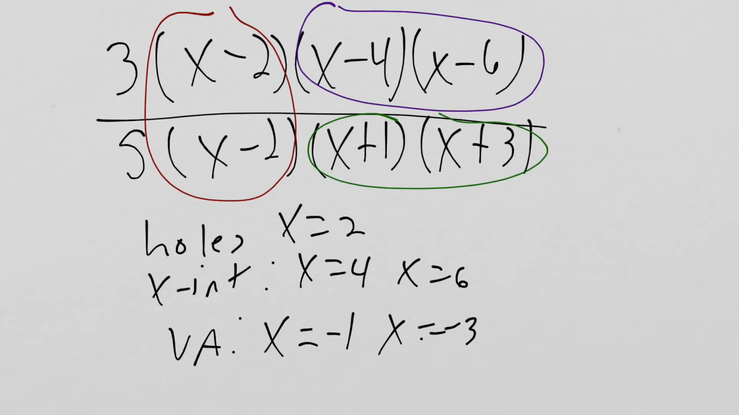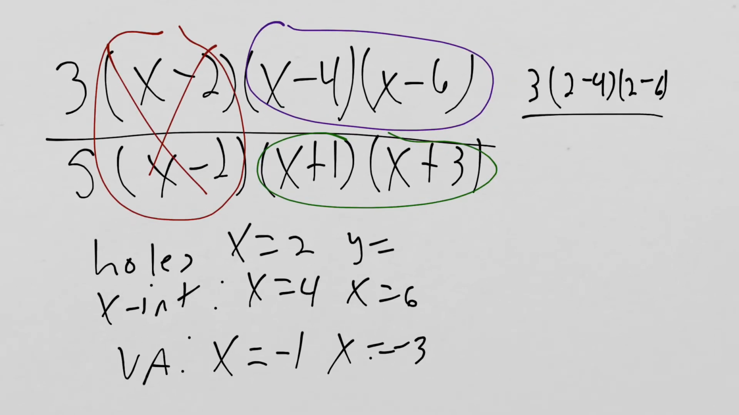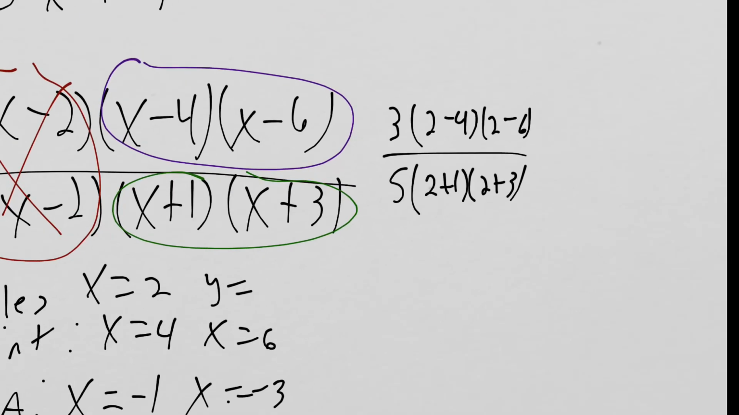And a hole is like a missing point, so we need a coordinate to show where the full missing point would be. So we need the y value. And recall that what we can do is just cancel this (x - 2) factor that's not affecting the shape of the graph, but is causing the hole. And then we can just plug in our x value. So we would get (2 - 4)(2 - 6). Okay, can't forget that we have a 3 out front as well. And then that would be divided by 5 times (2 + 1) times (2 + 3), right? So then we have 3 times -2 times -4 over 5 times 3 times 5.